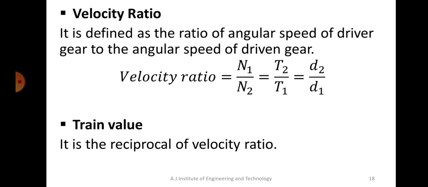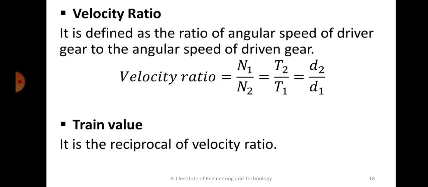So velocity ratio is equal to N1 by N2, equal to T2 by T1, equal to D2 by D1. You need to remember this formula. You will need this in the problems also. They will ask only these problems with respect to velocity ratio. So velocity ratio VR is equal to N1 by N2 equal to T2 by T1 equal to D2 by D1.